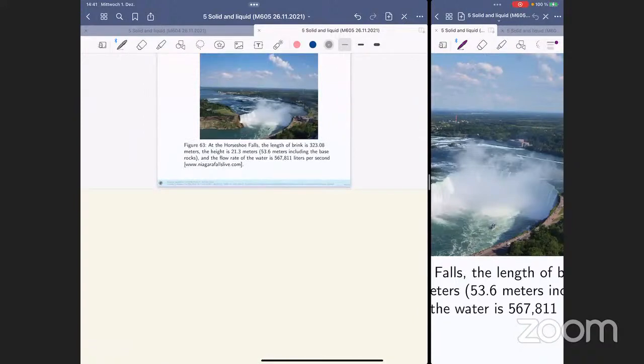What tool should we apply to this problem? We have just learned only the continuity equation, right?